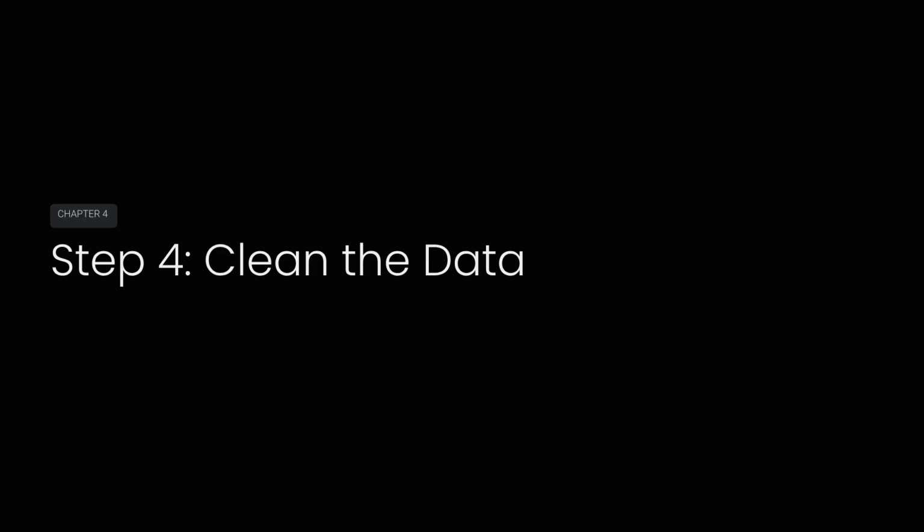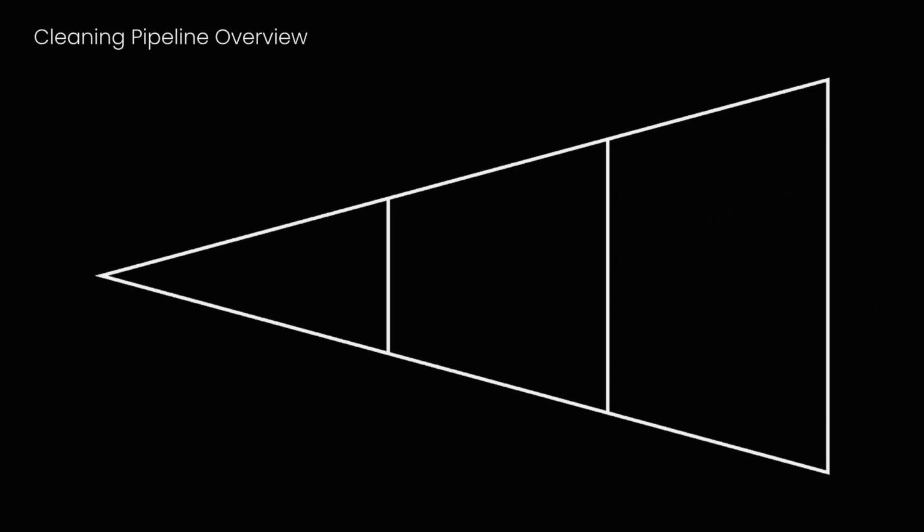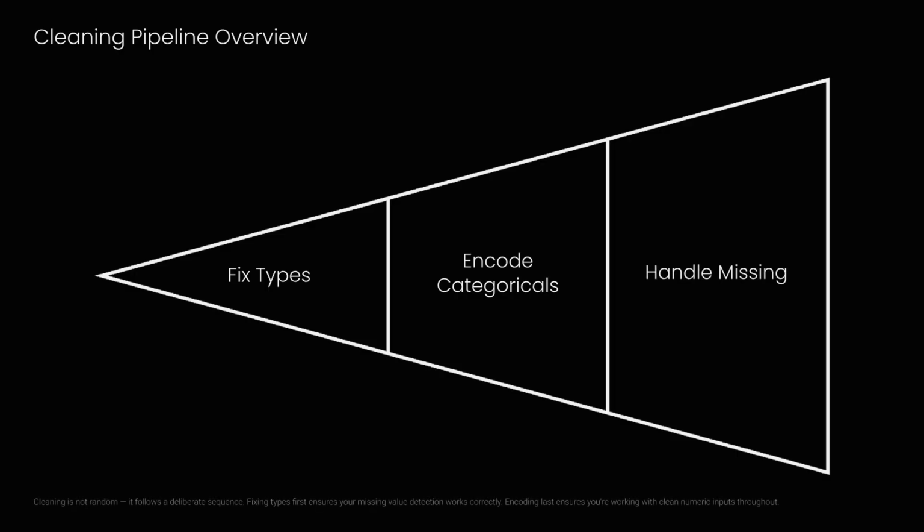Chapter 4. Step 4 is to clean the data. This involves handling missing values, fixing type errors, and encoding categorical variables, all performed in a deliberate sequence. The cleaning pipeline follows a deliberate sequence. Fix types first, then encode categoricals, and finally, handle missing values. Fixing types ensures missing value detection works correctly, and encoding is done last with clean numeric inputs.